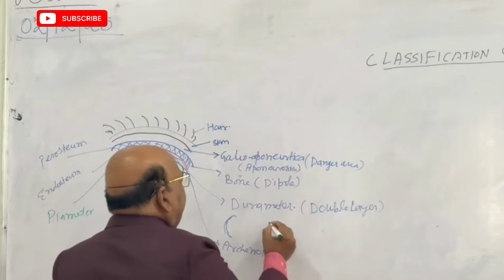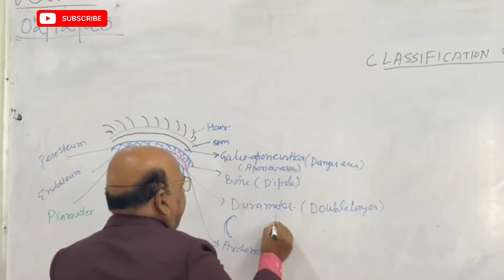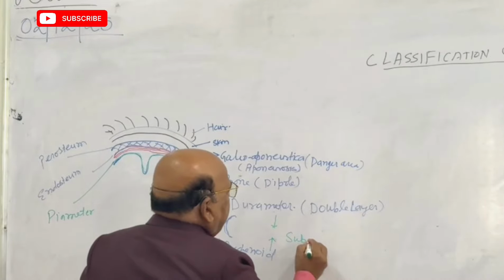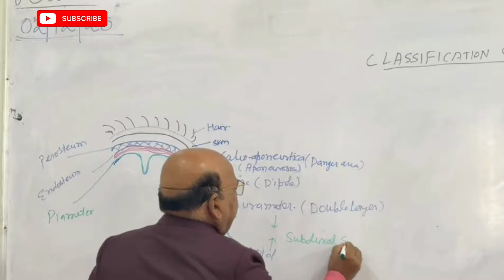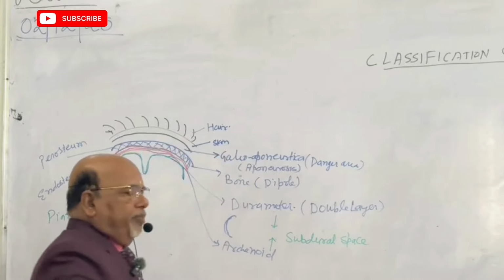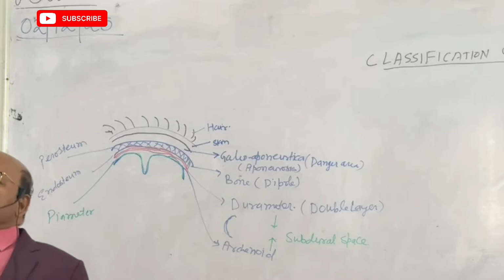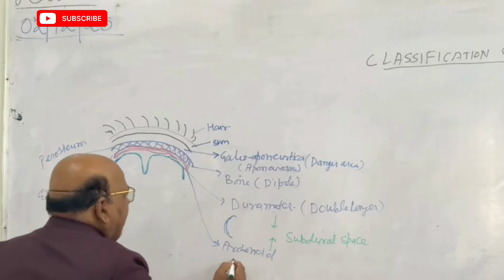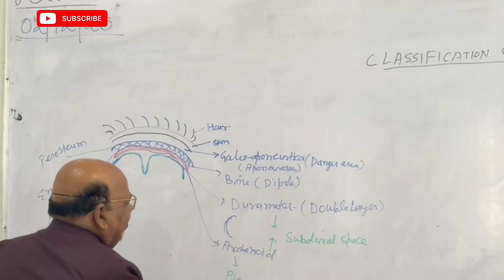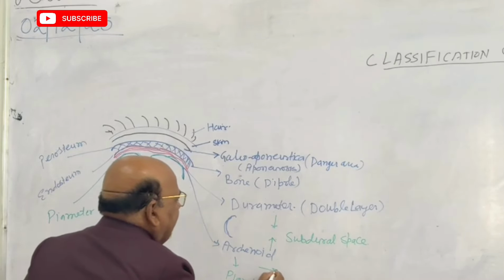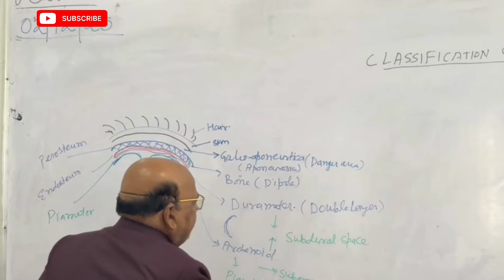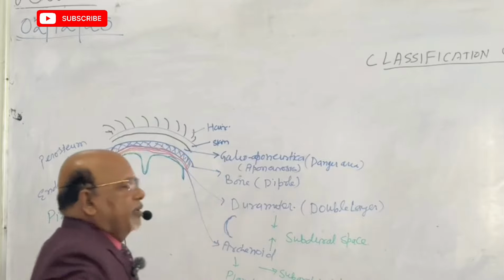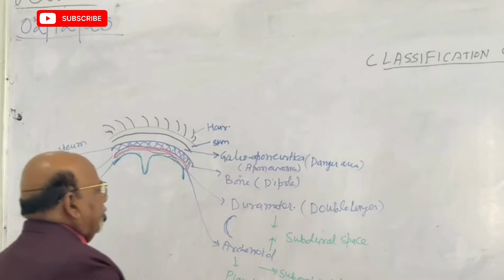Between the dura mater and arachnoid there is a space called the subdural space. Below the dura mater, the space is called the subdural space. Between the arachnoid and pia, it is called the subarachnoid space. Subdural space, subarachnoid space.